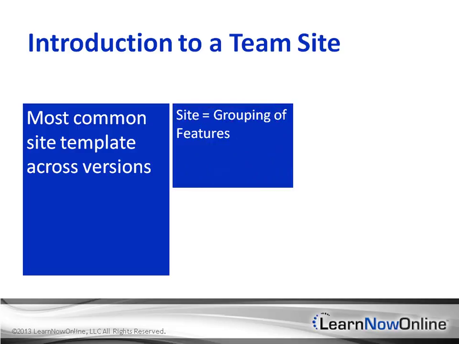A site is a grouping of features. So what that means is, think of your SharePoint as a house. So your site is the house, and then inside the house you can have different features, different rooms, different furniture. So a site is a grouping of these features.